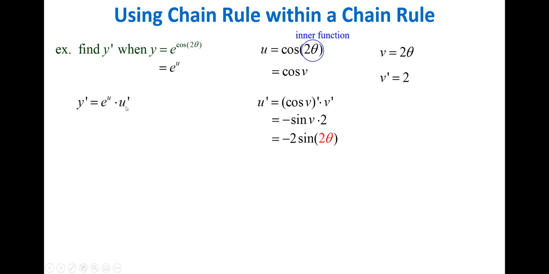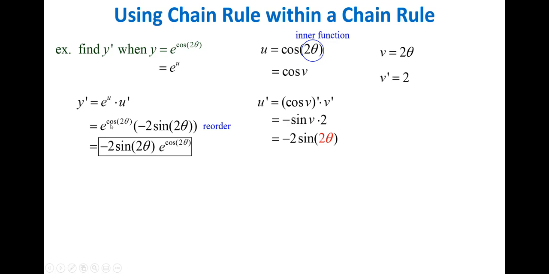Now I'm ready to plug in for the u. This e to the u becomes e to the cosine 2 theta. U prime is negative 2 sine of 2 theta. Now my whole derivative is in terms of theta, hooray. And I'll just rewrite this. I'll put the negative 2 sine of 2 theta in front, and then times e to the cosine of 2 theta. You don't want to misinterpret this accidentally as subtraction, so it's cleaner to write it like this.